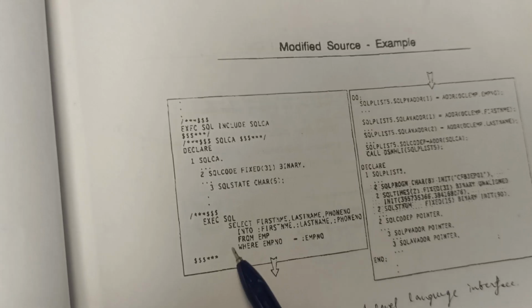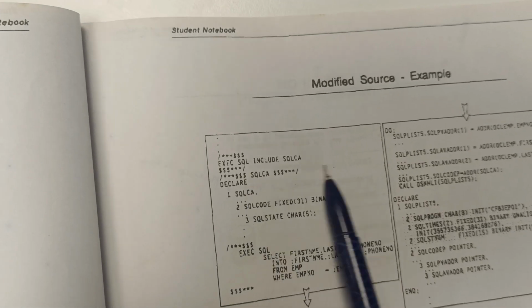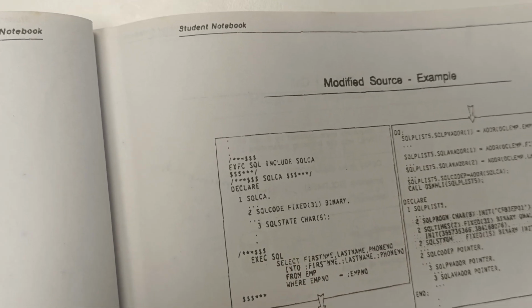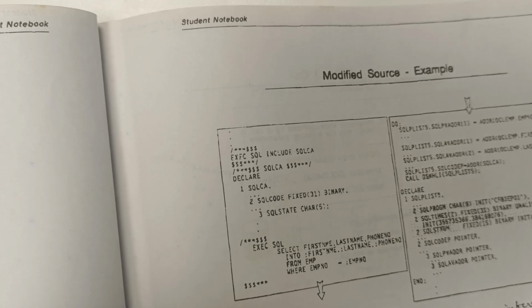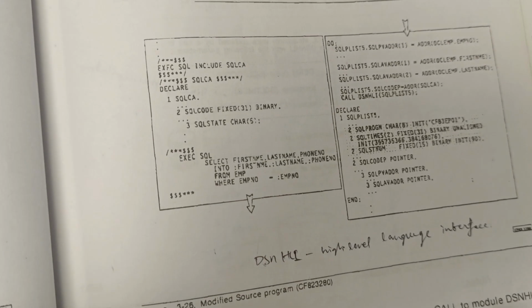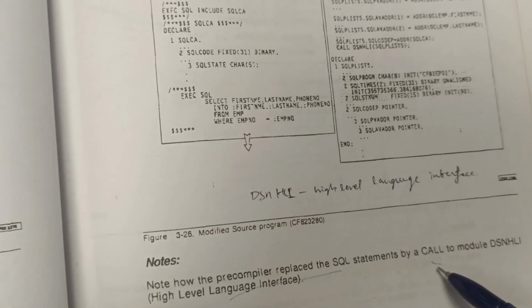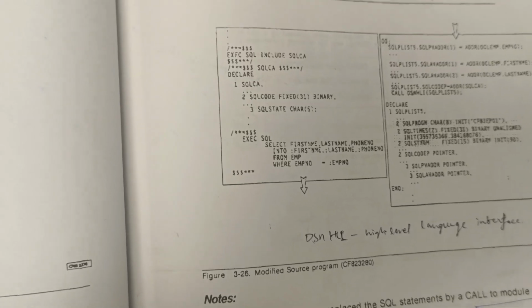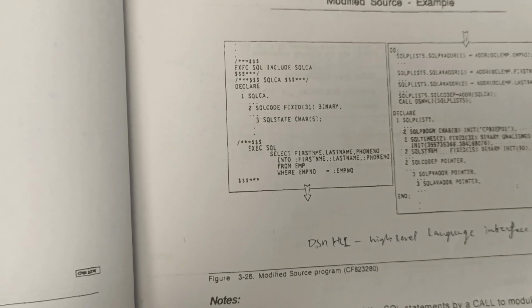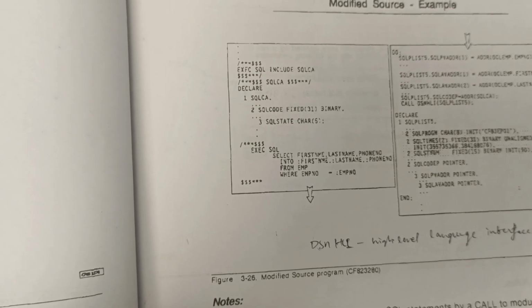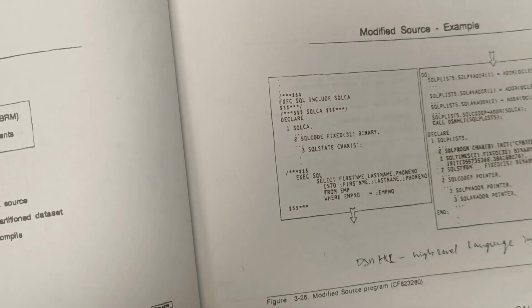This is how the SQL statement, after being extracted, will generate in the model. How to create a pre-compiler: extract the SQL statement, and how it will convert into the call statement. You can see this is a call model by using DSN HLI, the high level language interface. What does HLI mean? High level language interface.